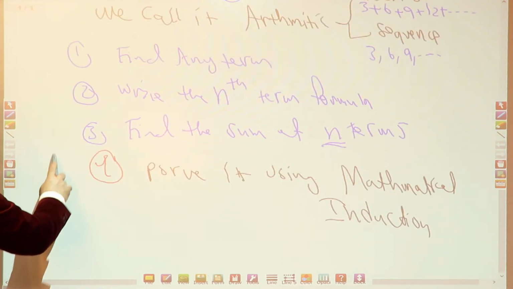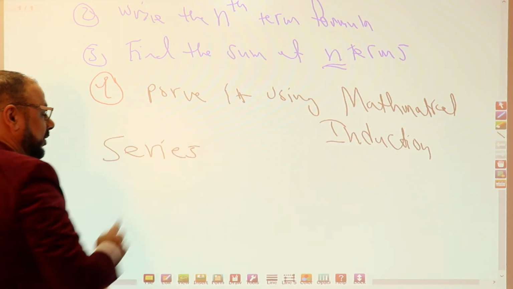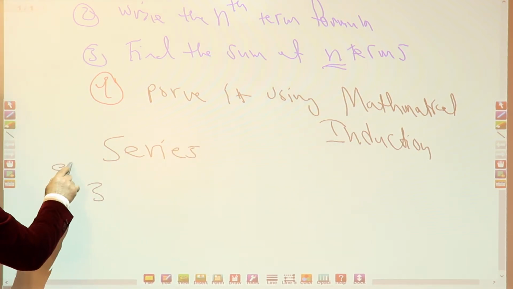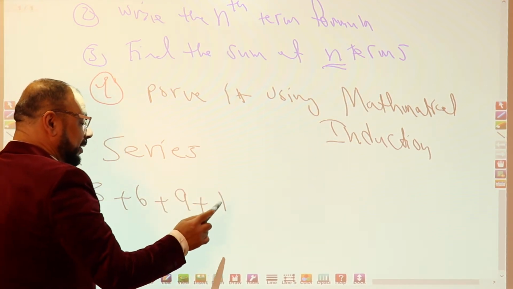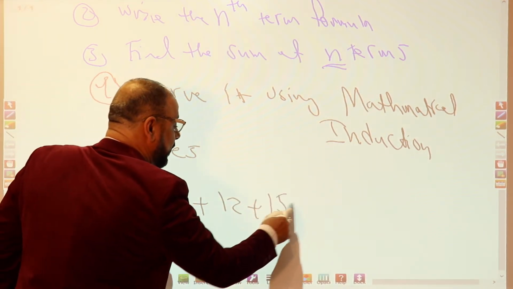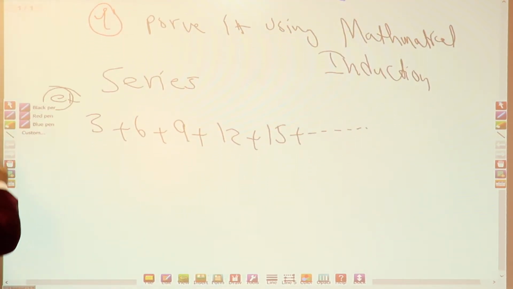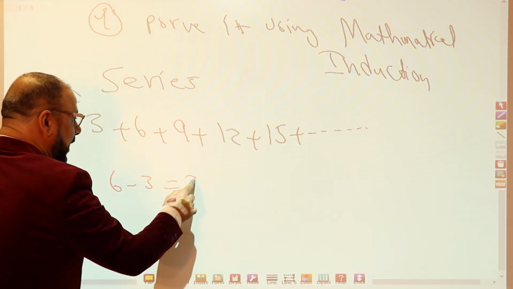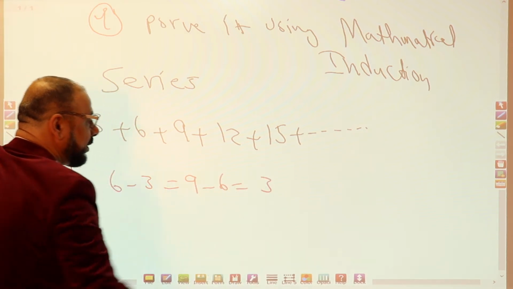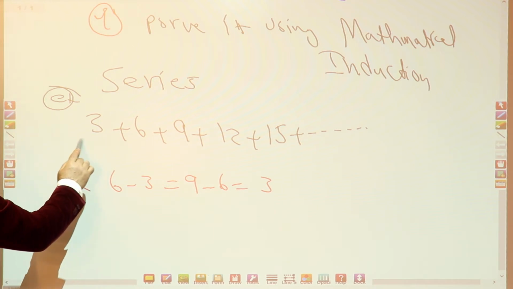Let us start with an example. Now let us go to the series. We need my example: 3 plus 6 plus 9 plus 12 plus 15 and keep going. We said D is 6 minus 3, or 9 minus 6, equal to 3.